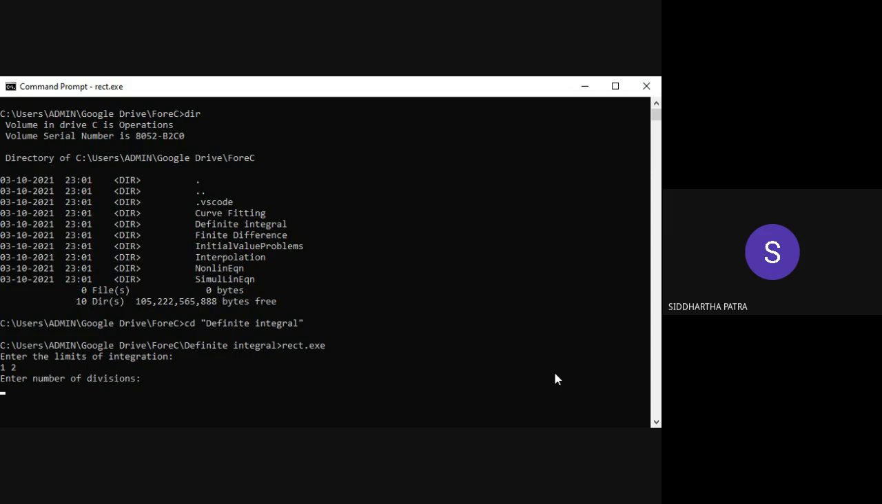So I have set a maximum limit for number of divisions, and that limit is 20. And if I give a number more than 20, it resets to 20. So let's say I go with the number of divisions equal to 20. So I'm using the rectangular rule and using number of divisions equal 20. In the meanwhile, can any one of you use a calculator and tell me what is the value of ln of 2 exactly?